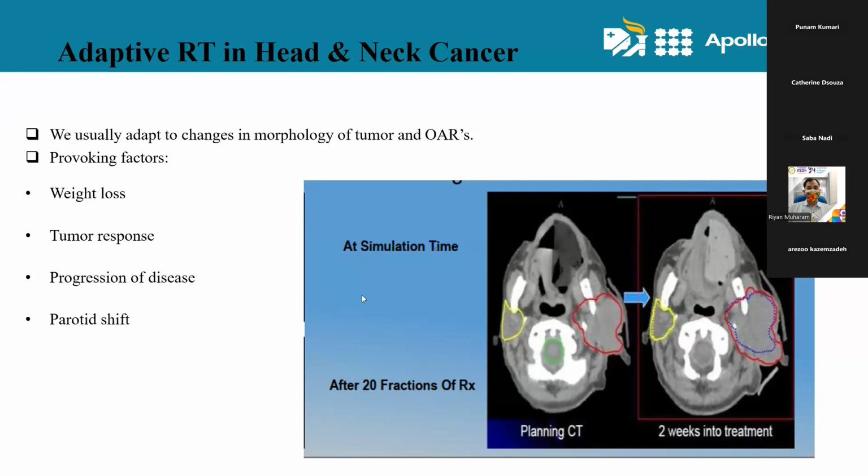In this picture, you can see the structures of the tumors at the time of the simulation. After 20 fractions of radiation, you can see there are deformable changes. In that condition, we can continue with ART. We go for the ART.